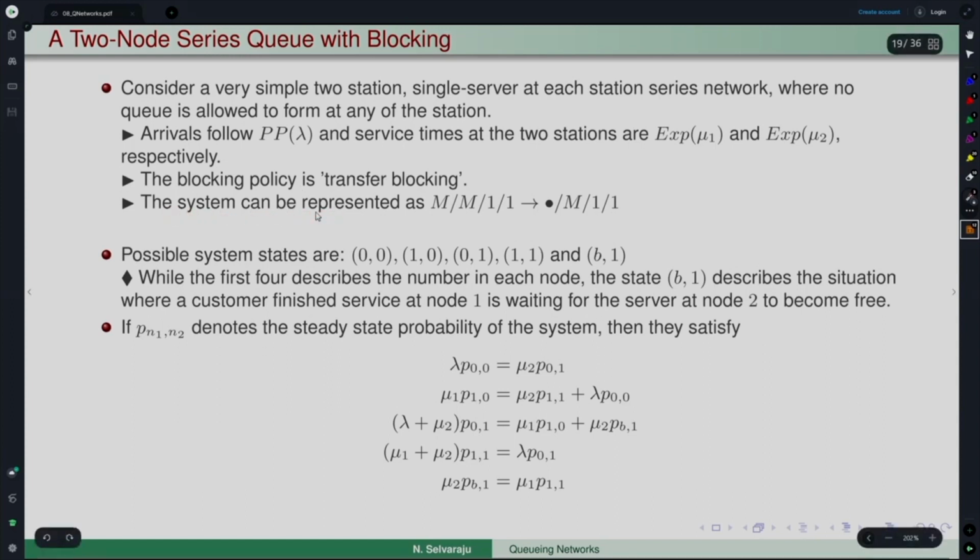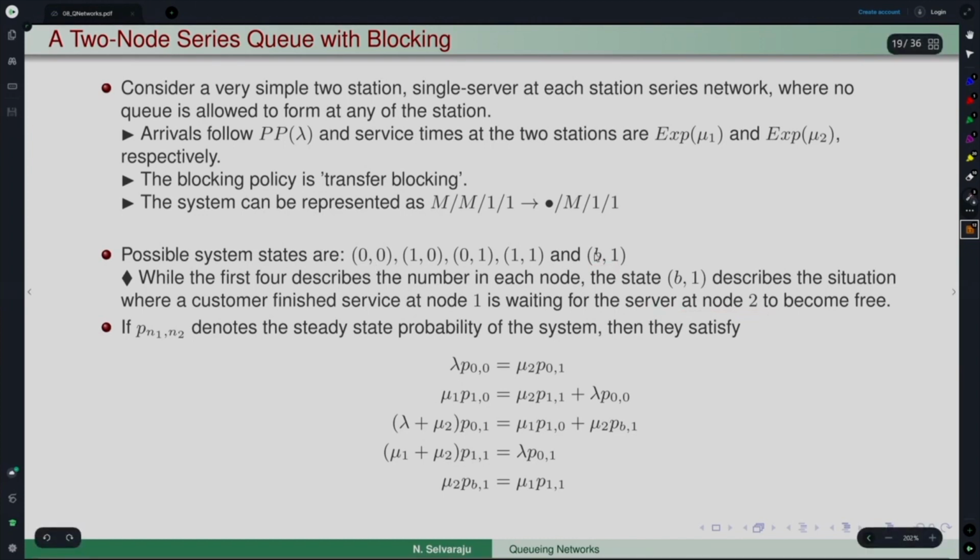So, the system in our earlier model could be represented as M/M/1/1 and the output goes to the next node, which is also M/M/1/1. Okay. So, this is what we have. Now, you see here the possible system states are 0 0, 1 0, 0 1, 1 1, which is much like the normal series queue, and also B1, where the numbers 0 0, 1 0, 0 1, 1 1 represent the number in each of these nodes. For example, 1 1 means one customer in node 1, one customer in node 2. Since it is M/M/1/1, there cannot be more than one. This state B1 describes a situation where a customer has finished service at node 1, but is waiting for the server at node 2 to become free.